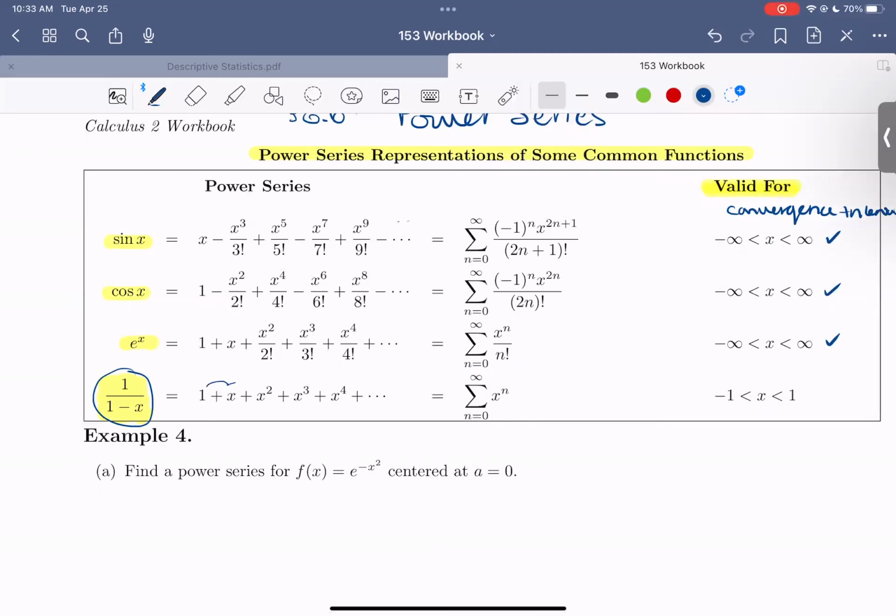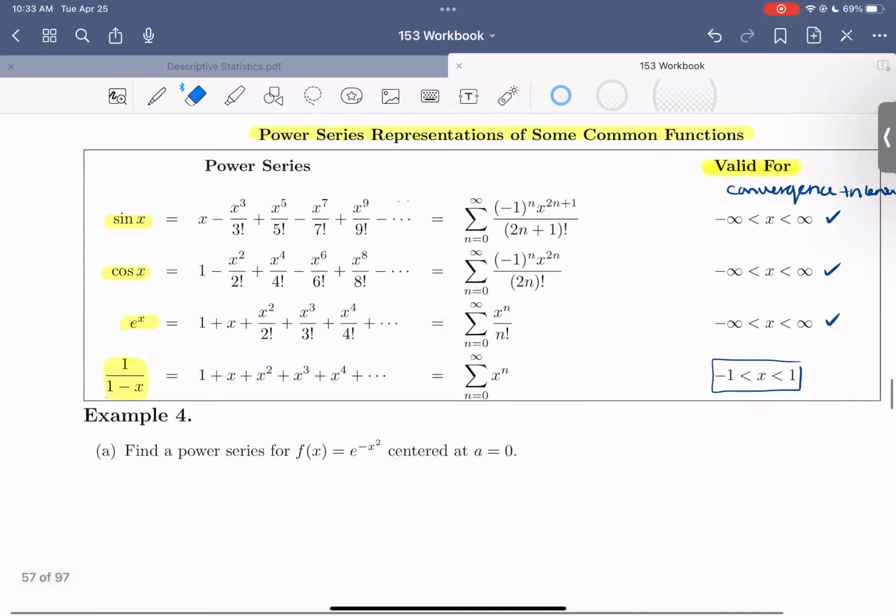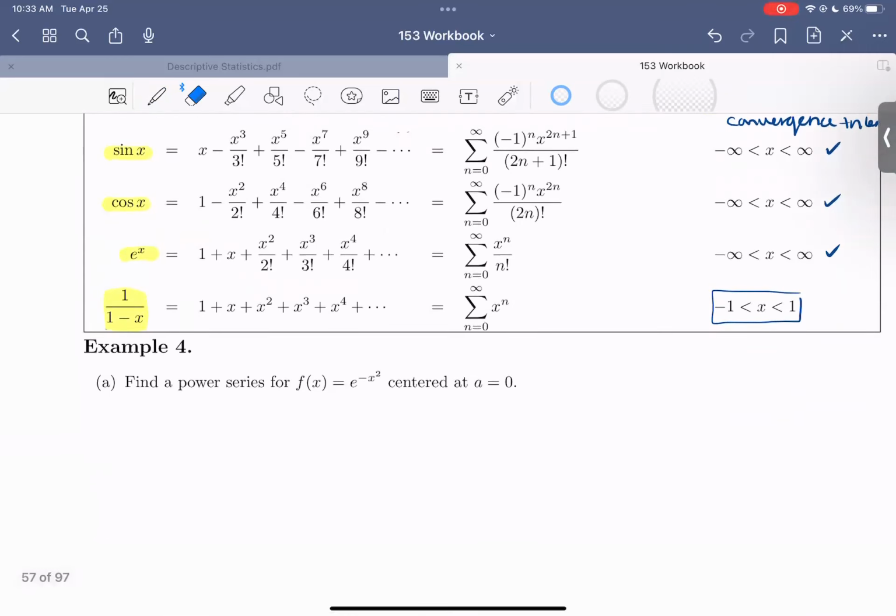So the series that we get here is just a geometric series where that common ratio is x. And we've seen that if the absolute value of the common ratio is less than 1, meaning r is less than 1 and bigger than negative 1, then the geometric series converges. So it makes sense that if x falls within negative 1 and 1, our series for 1 over 1 minus x should converge. So that's just a pretty cool note. Okay, so now let's take a look at example 4, part A.